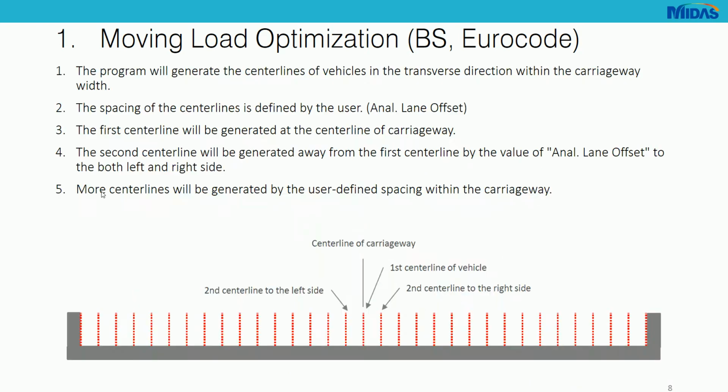The lanes are basically generated using these steps over here. The first step is finding the center line of the carriageway. This is where the first center line of the vehicle will be generated, and then considering the analysis lane offset distance, the second center lines will be generated, one to the right and one to the left, and so on and so forth. The rest of the positions of the center lines of the vehicles will be generated up to the end of the carriageway.